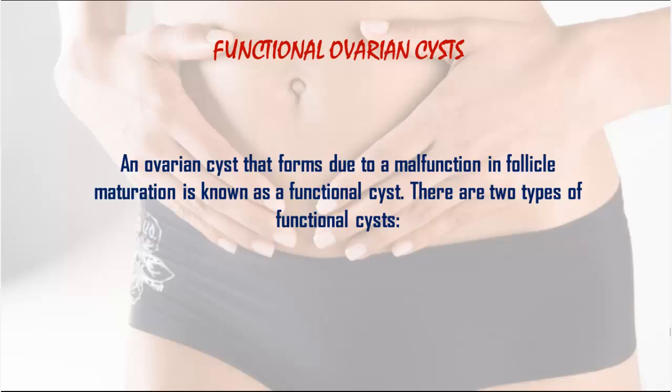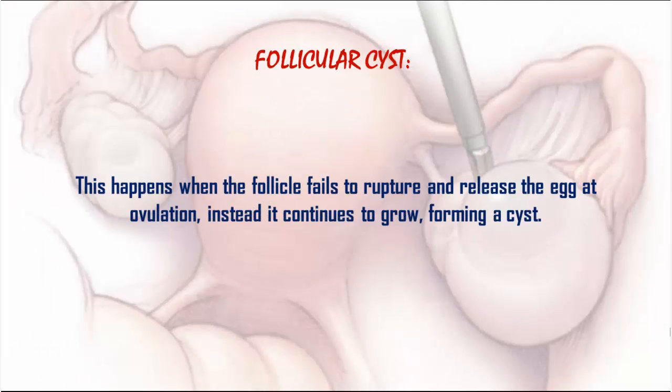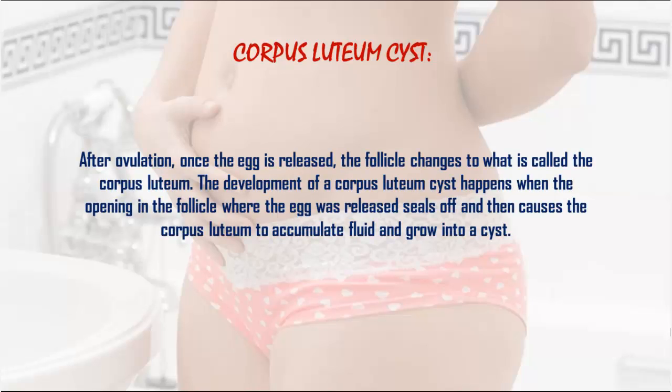There are two types of functional cysts. Follicular cyst. This happens when the follicle fails to rupture and release the egg at ovulation. Instead it continues to grow, forming a cyst. Corpus luteum cyst. After ovulation, once the egg is released, the follicle changes to what is called the corpus luteum. The development of a corpus luteum cyst happens when the opening in the follicle where the egg was released seals off and then causes the corpus luteum to accumulate fluid and grow into a cyst.